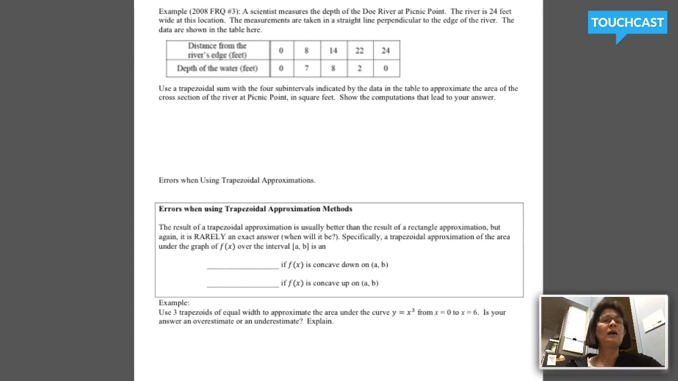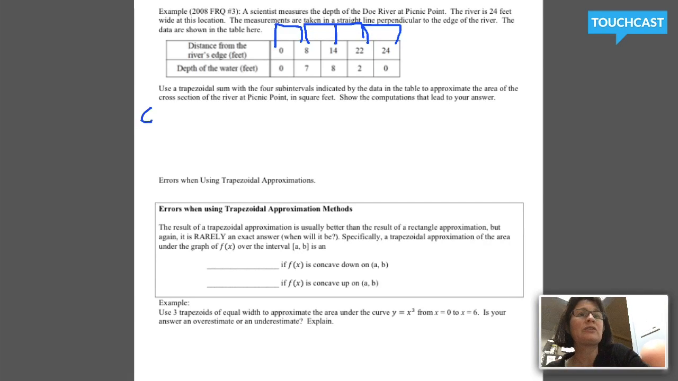So my calculations here, I've been specifically asked to use the 4 subintervals indicated by the data. So don't try to make up like the 0 to 3 and the 3 to 14 time intervals. They've given you time intervals in the table. These are the ones you should use. So we're going to have 4 trapezoids. The first one covers the distance across the top of the river from 0 to 8, then from 8 to 14, from 14 to 22, and 22 to 24. So I'm going to find the average of the heights of those trapezoids and multiply by the distance across, essentially the distance across the river that trapezoid covers.